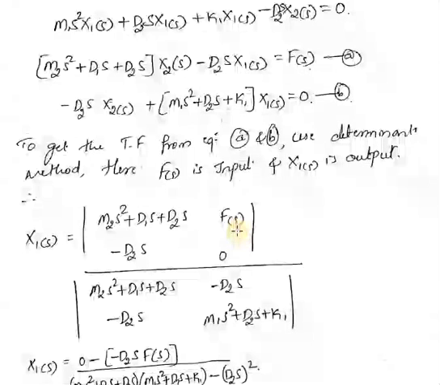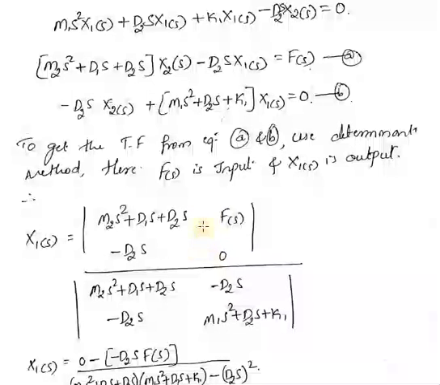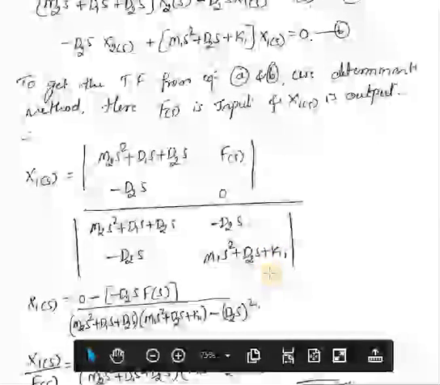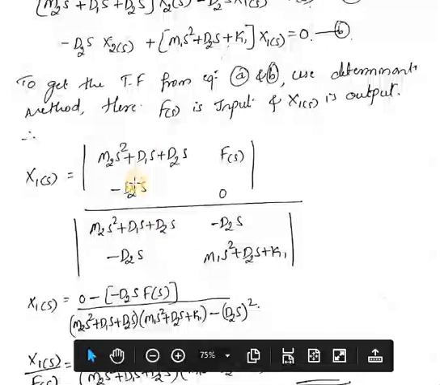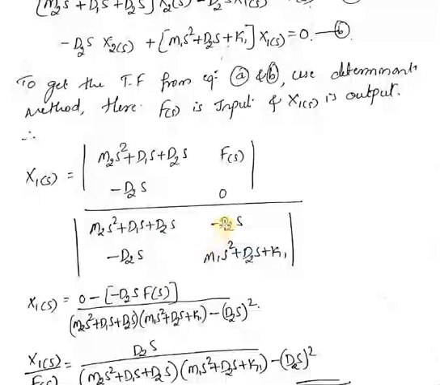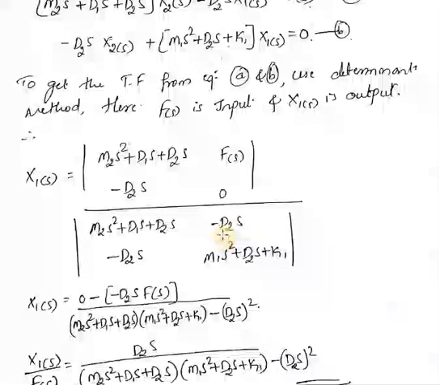For example, if there is one more variable, say x3, then the x3 coefficient should come here. In the denominator, repeat the first column as in the numerator. In the second column, you have to write the coefficient of the same displacement, that is the coefficient of x1. From the first equation, the coefficient of x1 is minus d2 into s. From the second equation, the coefficient of x1 is m1s square plus d2s plus k1.